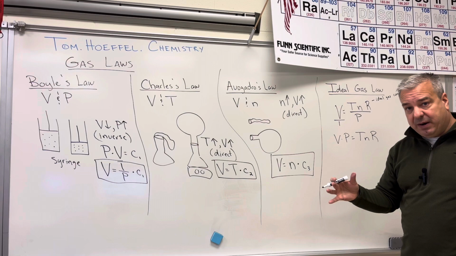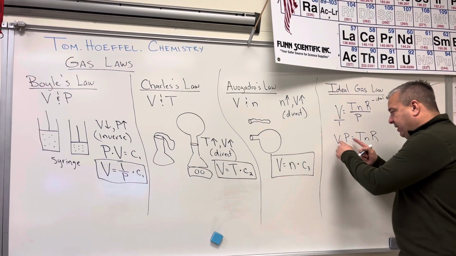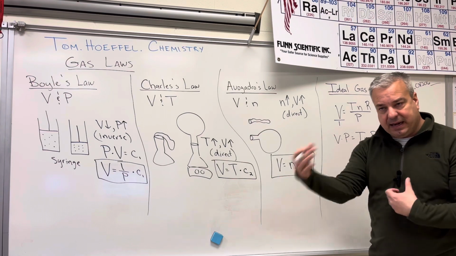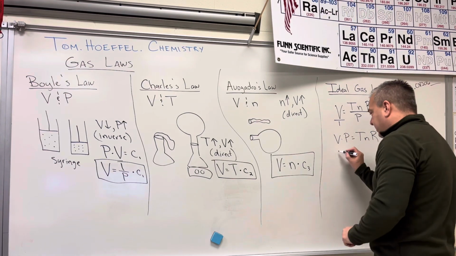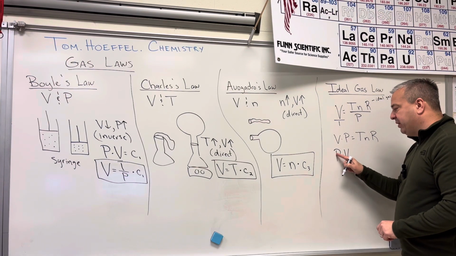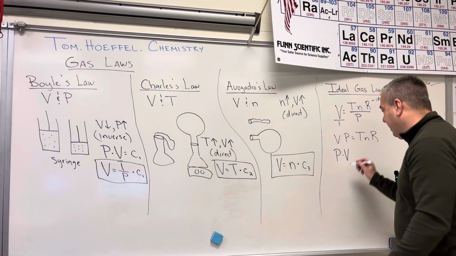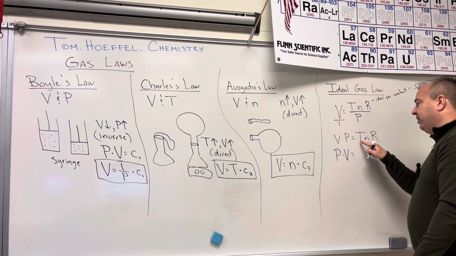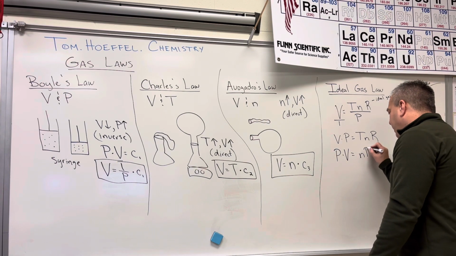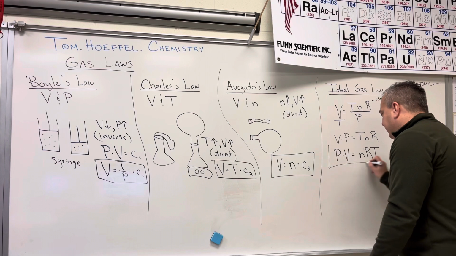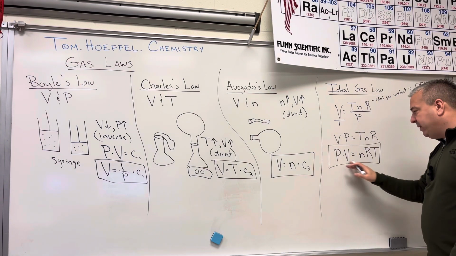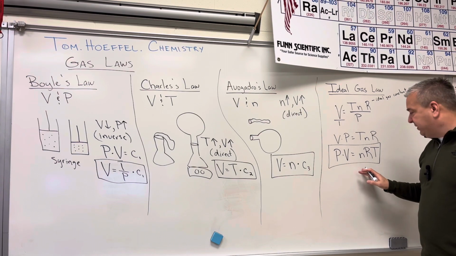Then I'm going to rearrange some things a little bit more. The order in which I multiply does not matter. 2 times 3 is the same thing as 3 times 2. So I'm going to flip these. Instead of volume times pressure, I have pressure times volume. No biggie. Same thing over here. I'm not going to call it TNR, I'm going to call it nRT. The reason we do that is because this is how you're going to see the ideal gas law in all your textbooks. It's always going to be PV equals nRT.